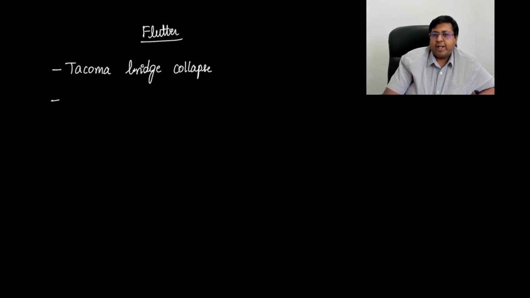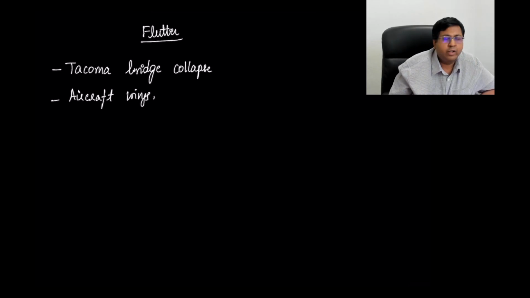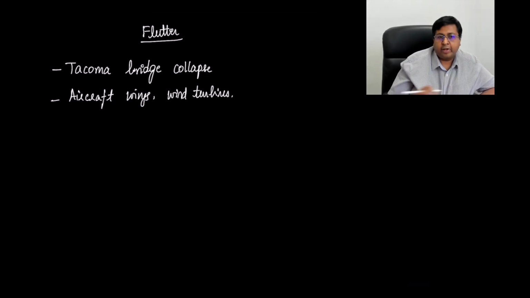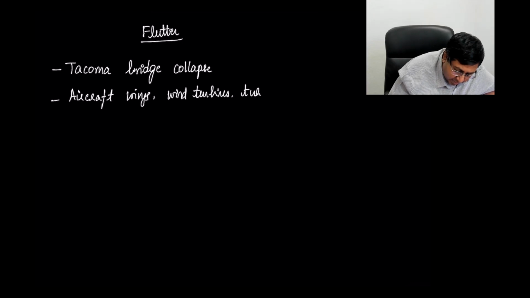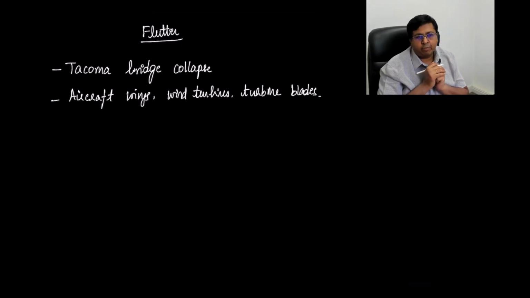So there were various other events of aeroelasticity, ranging from aircraft wings, we also looked at wind turbines. Dynamic aeroelasticity and flutter could also occur in, for example, turbine blades. And so on. So lots of places where this can occur.